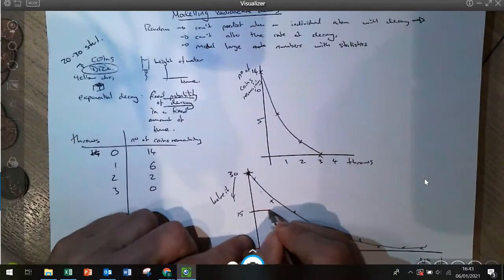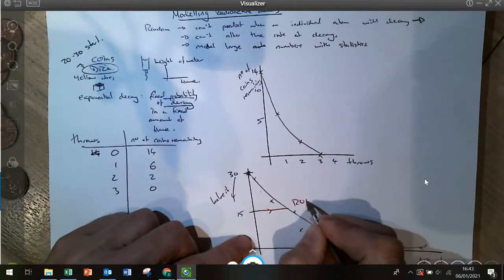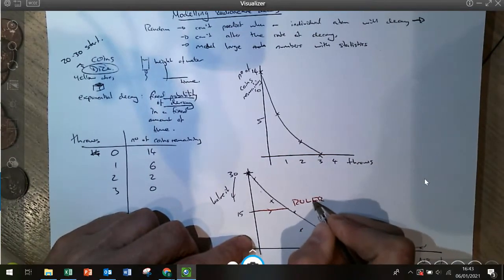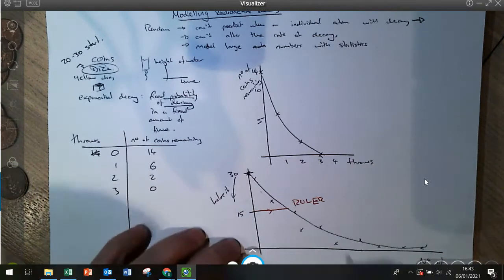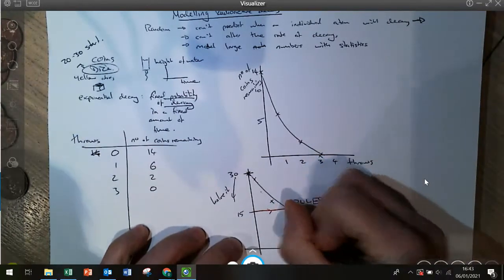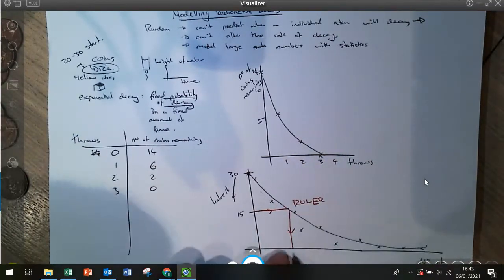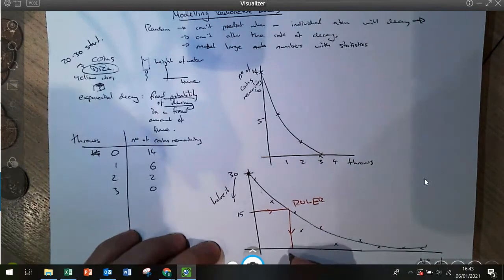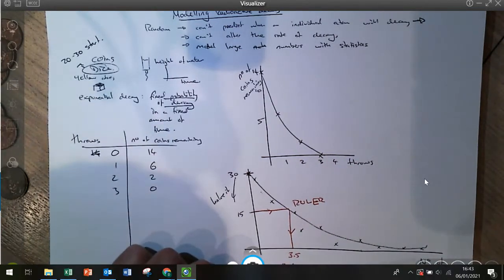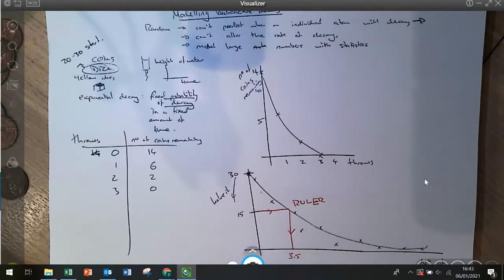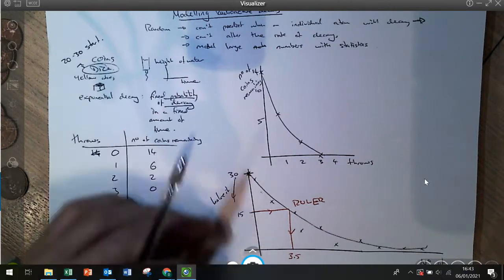So with a ruler, okay, stress to students to use a ruler. I know this is a really bad example. They're going to draw across and down, and they will come up with a number here. The number is usually between 3 and 4. Then you should say, well, it's great doing it once, but what's always best in science is to repeat it and take an average.